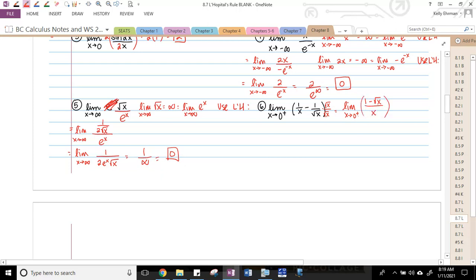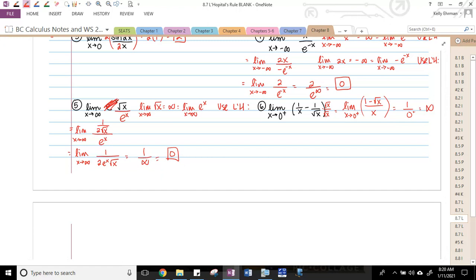Now, can we plug 0 into that? We get 1 minus 0 is 1, divided by 0 from the right. 1 divided by 0, that's not indeterminate. We're saying 1 divided by a number that's just to the right of 0. So that means that we would have a really positive infinity.